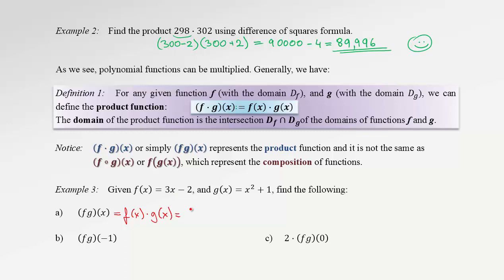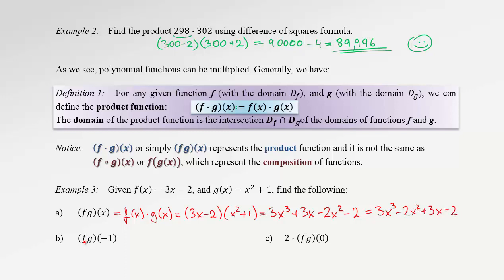And now we know what f of x is. F of x is 3x minus 2. We also know what g of x is. It is x squared plus 1. And we know how to multiply polynomials, so that's not a problem. In this case, no special formula will work. We just need to FOIL. So 3x times x squared is 3x cubed. 3x times 1 is plus 3x. And then negative 2 times x squared is negative 2x squared. And negative 2 times 1 is negative 2. Let's arrange this polynomial in decreasing order of exponents, so it will look like this.